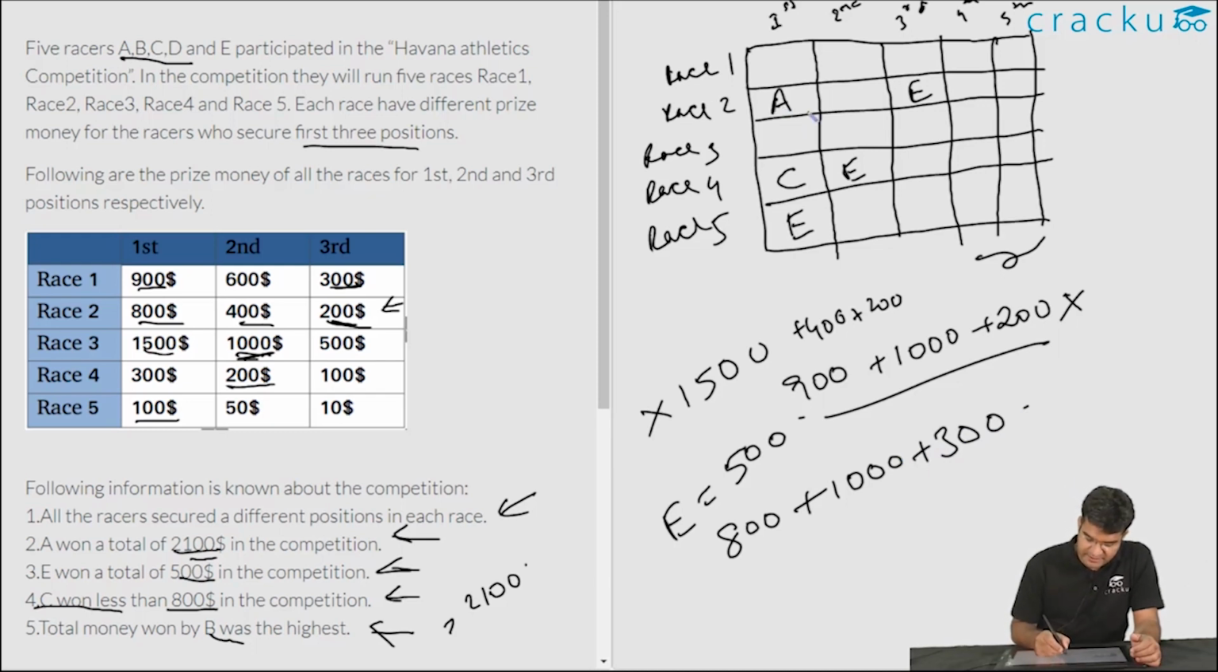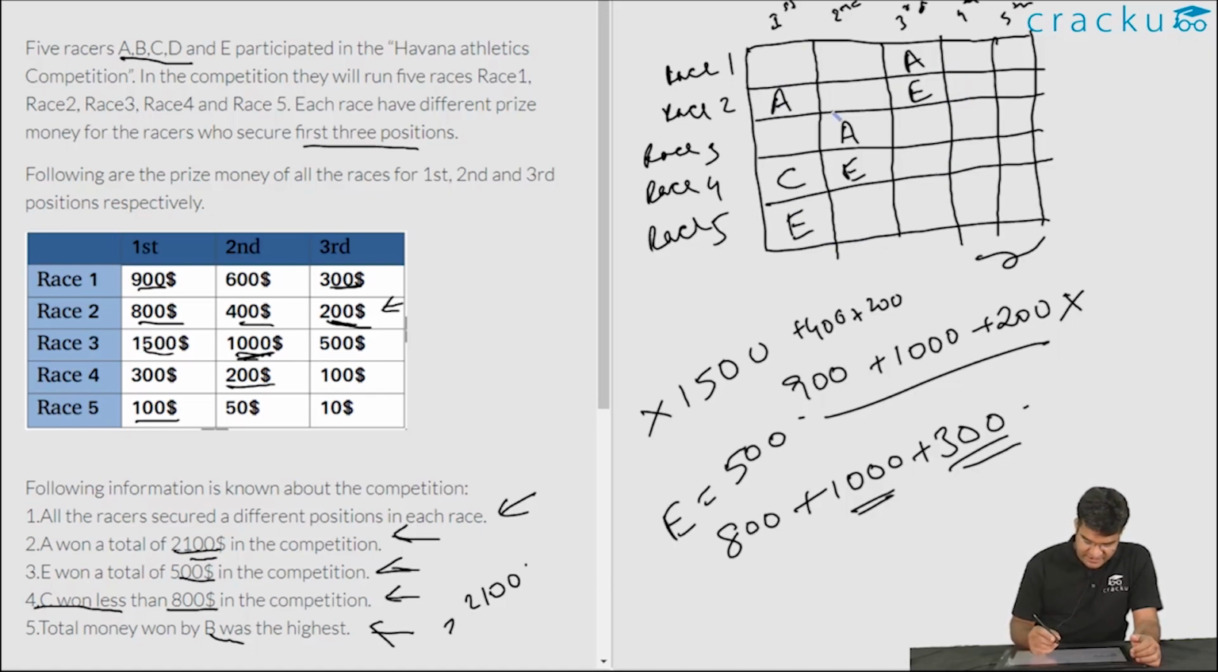If you look at it, A has won the second race, and he has gotten 1000 from the third race. So he has come second in the third race, and he has won 300 from the first race. So this is the table that we are filling up. So we have gotten this information from the table that has been given.